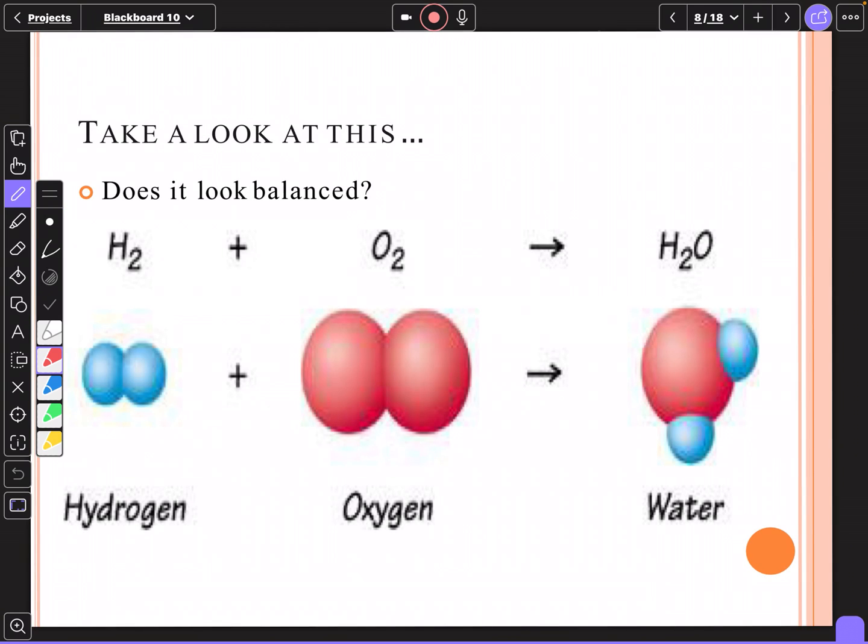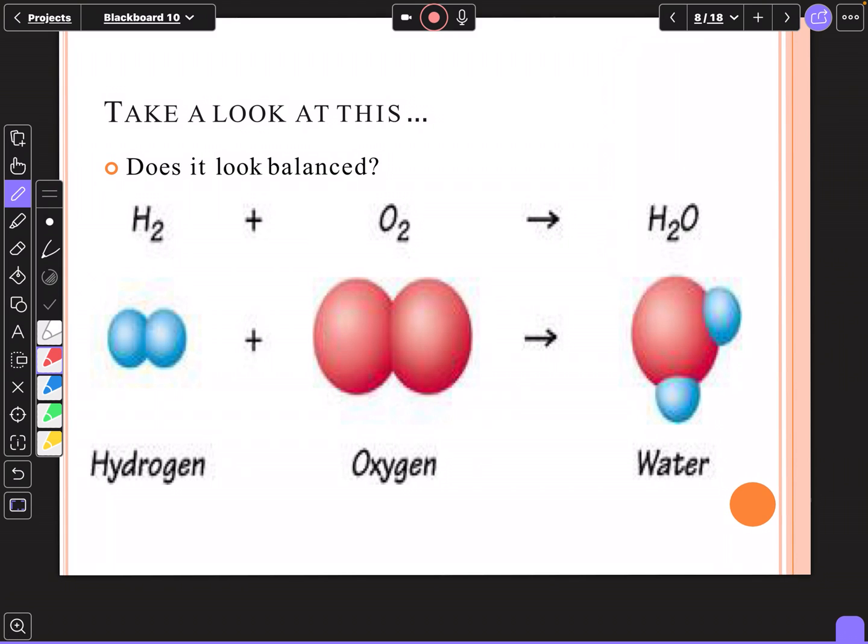So if we look at this, does it look balanced? If you have H2, that's hydrogen gas. Remember, hydrogen is a diatomic molecule, so it exists as 2 atoms bonded together, plus oxygen gas, and oxygen is diatomic also, produces water. Well, looking at this, we have 2 hydrogens on the left, we got 2 on the right of the arrow, but then oxygens, we got 2 on the left, and we only got 1 on the right. So we need 1 more oxygen on our right.